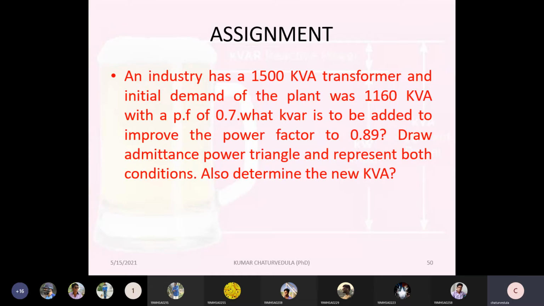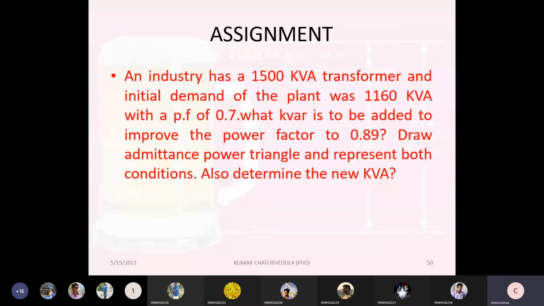Okay, I hope you have taken down this problem. So, a 1500 kVA transformer. We have not given kilowatts directly here; we have given you kVA. So the industry has a 1500 kVA transformer, and the initial demand of the plant was 1160 kVA with a power factor of 0.7. Now, what is the value of kVAr required to improve the power factor to 0.89?